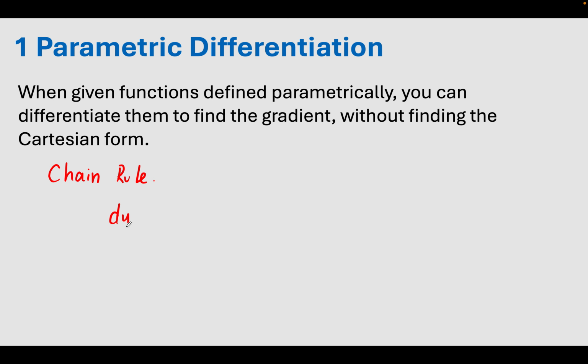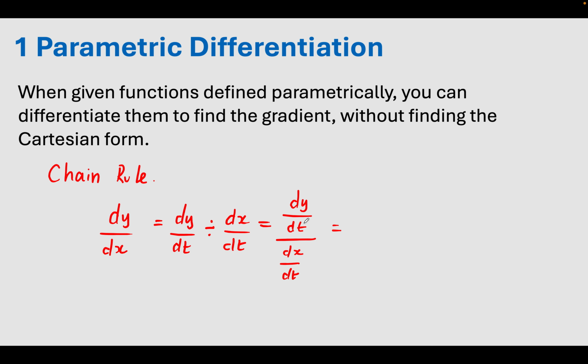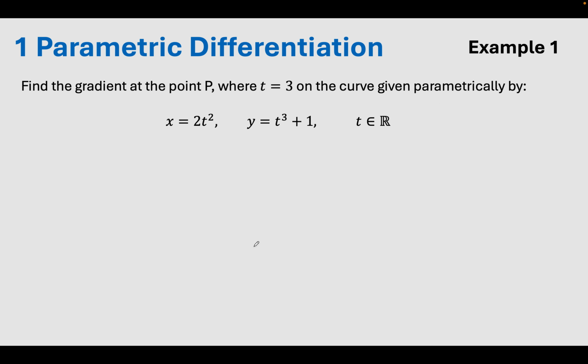Now the chain rule says to find dy/dx, we can find dy/dt and then divide by dx/dt. Now the reason this works is they kind of behave like fractions. They're not, but they do behave like them in this scenario. Okay, so the dt's cancel out and I get dy/dx. So you do need to remember this because we're going to make use of it in all of the following examples. So let's get started.